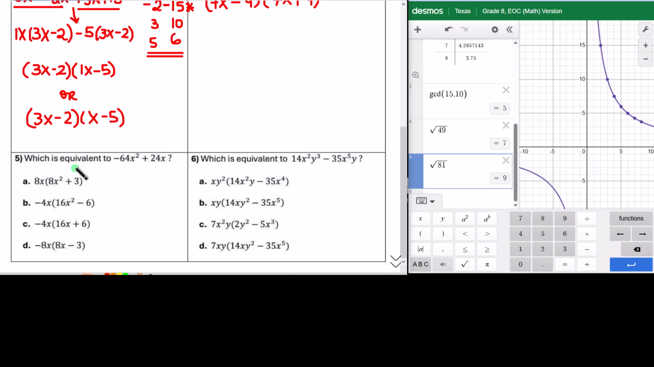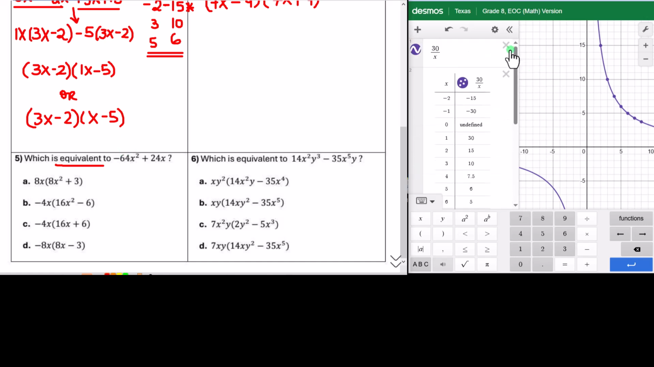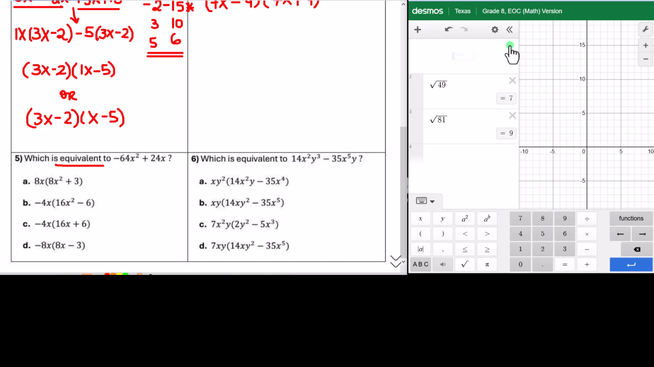Okay. The next one, I see the word equivalent. And if you see that and you notice that everything has just one letter, which is very different from the next problem, which has x and y. If it only has one letter like this problem, you know that decimals is going to be your friend. So let me demonstrate here. Let me clear things out here.